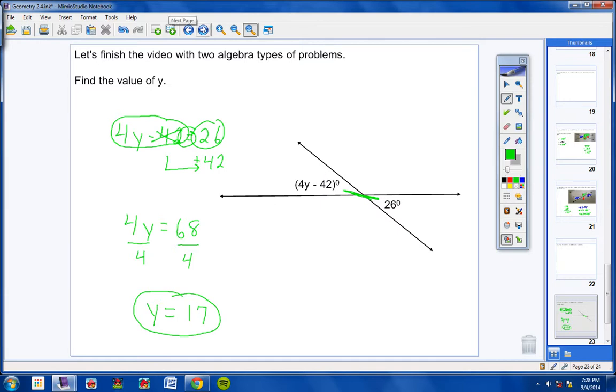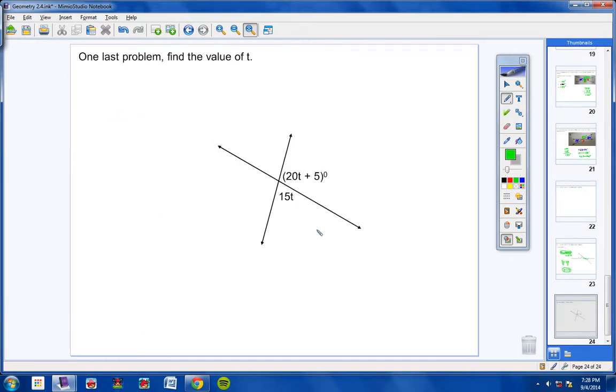Now, what about if we're dealing with a linear pair? So copy this problem in your notes. Last problem, we're done for the video, okay? What about this problem here? What if we're trying to find the value of t? All right, so here we go.